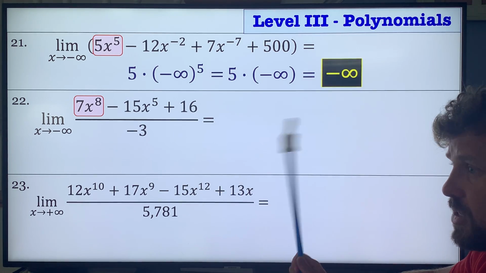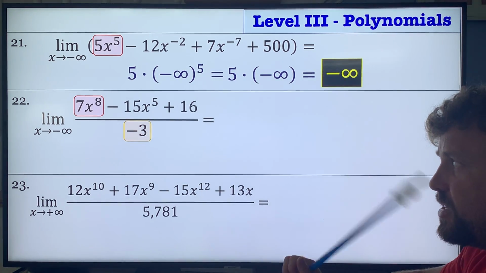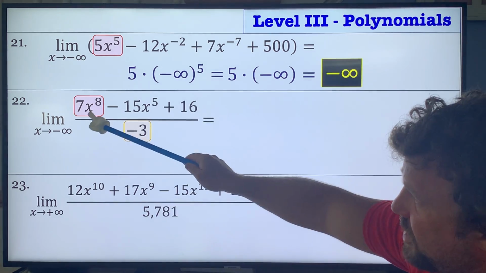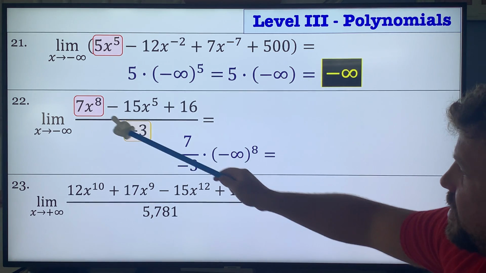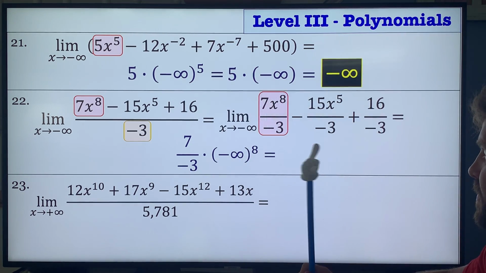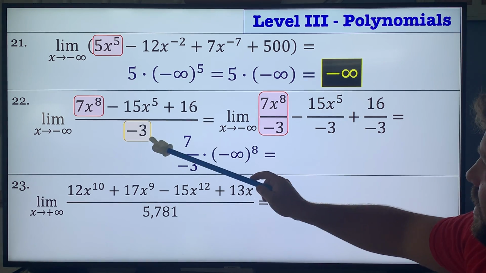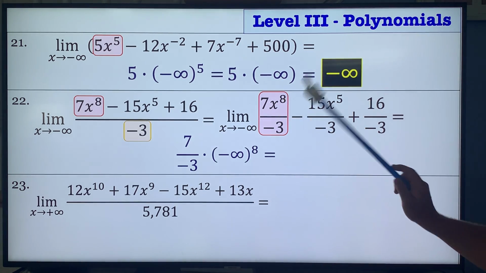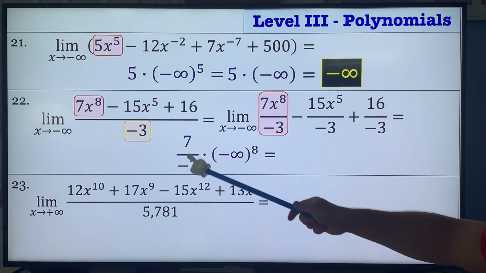This one, 7x to the 8th is good. You also need to keep the denominator though too. You can't just get rid of it. So this is technically 7x to the 8th divided by negative 3. So 7 over negative 3 times negative infinity to the 8th power. That becomes a positive infinity. Now, another way to do this is you can divide all 3 of these by 5, and you just keep this one because that's the 8th power. All right, that's where I got the 7 over negative 3 from.